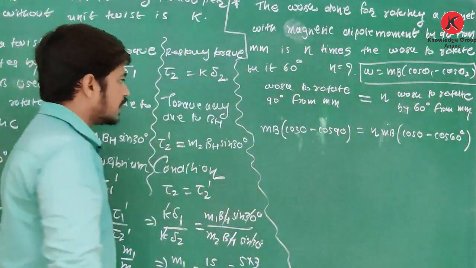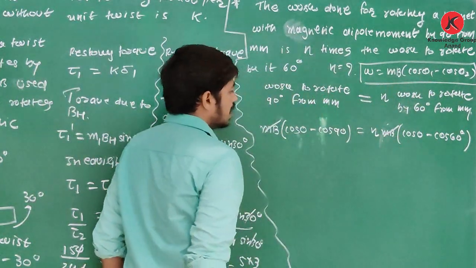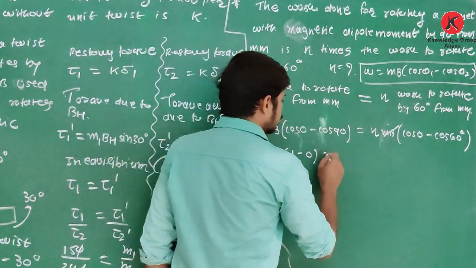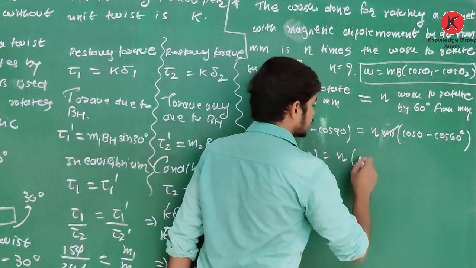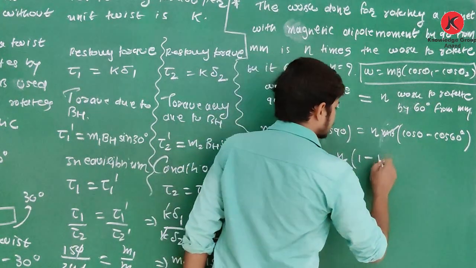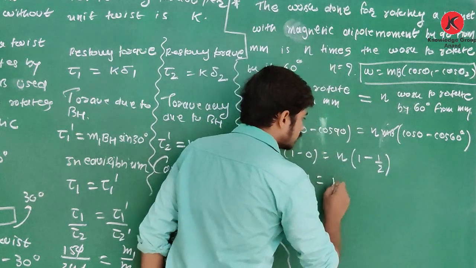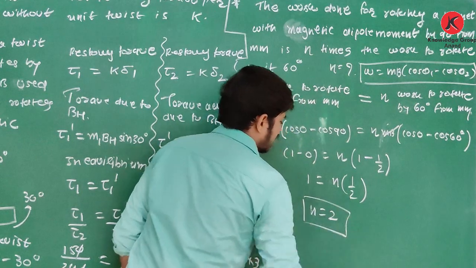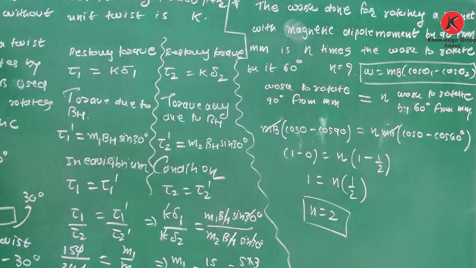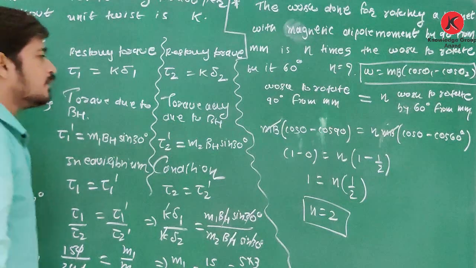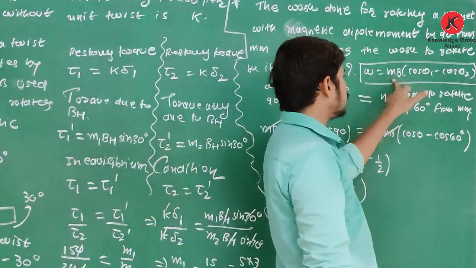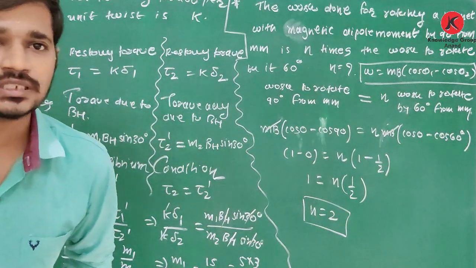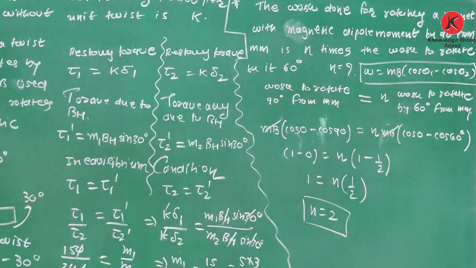Clear about this? Now see, this MB cancels. Cos 0 is 1, cos 90 is 0, so 1 is equal to n times (cos 0 minus cos 60). Cos 0 is 1. What is cos 60? It is 1 by 2. So 1 is equal to n times 1 by 2, so n is equal to 2. Clear about this? It is one simple question based on the equation W is equal to MB (cos theta 1 minus cos theta 2). So we have these two extra questions.